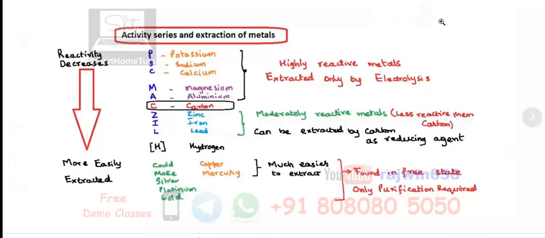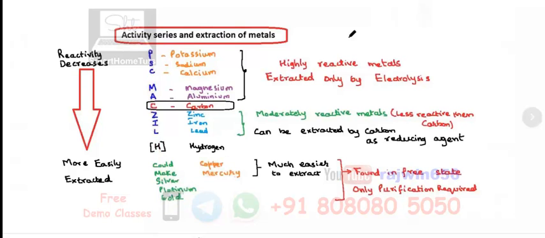Okay. Now, before we start with extraction of iron in a blast furnace, we are just going to go through this activity series of metals which you have already taken down, activity series of metals and its extraction of metals. So here we have activity series of metals: PSC, MacZil. Then in between hydrogen is there, then copper, mercury, silver, platinum, gold.